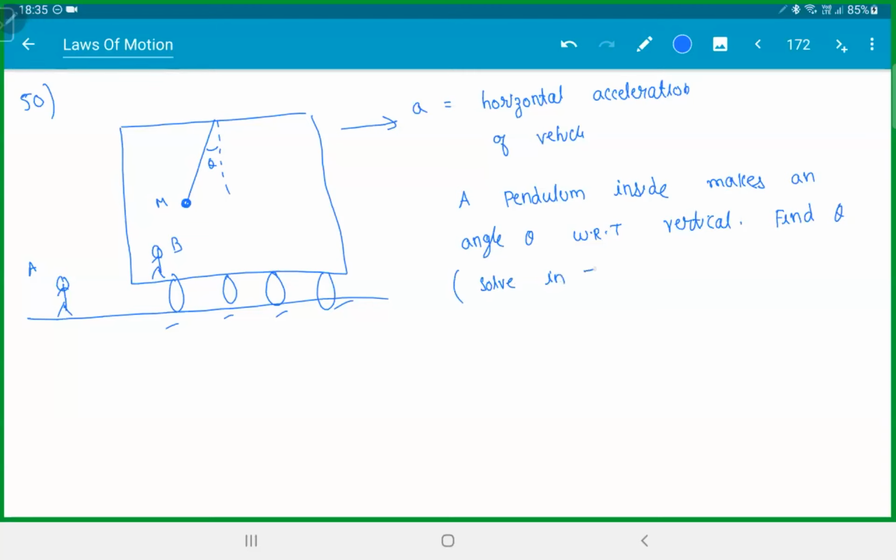Solve in the frame of A and B. Matlab, same answer you will get in both the frames. In the exam you just solve in one frame, but for you to understand and learn what is the difference between ground frame and pseudo force, we'll do in both the frames. Try. You got a minute or two.